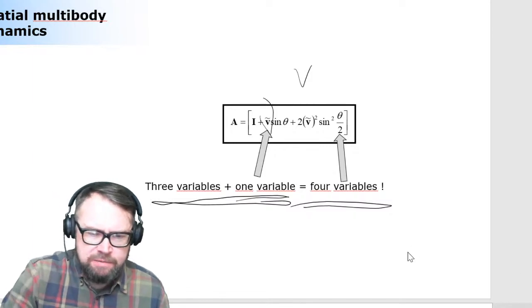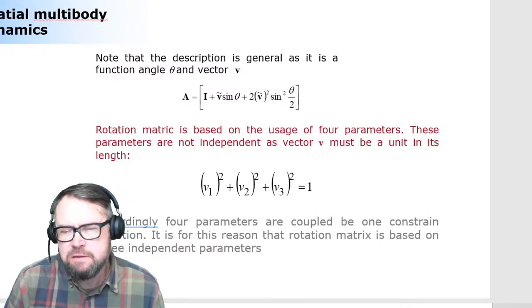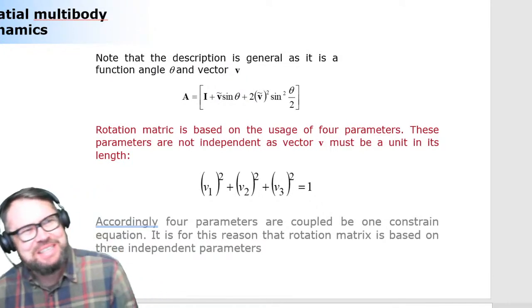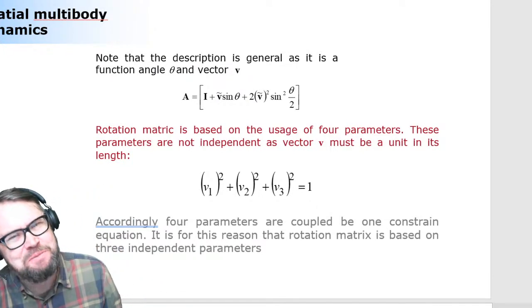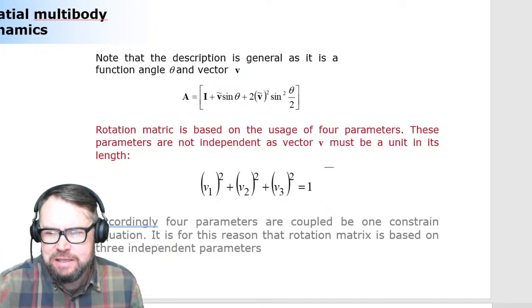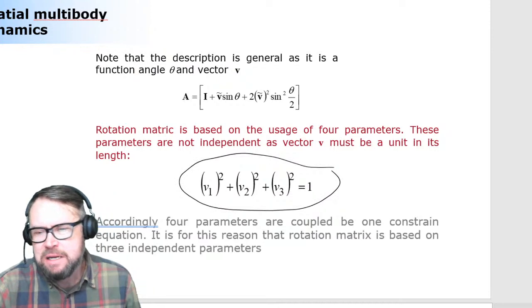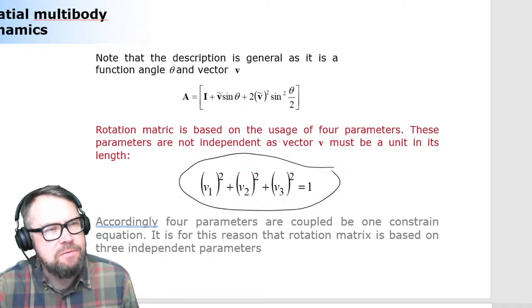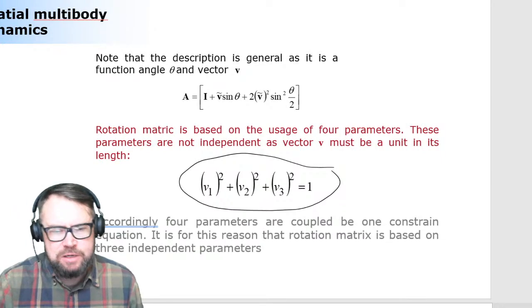Okay, so let's see if my in-class quiz is next. Oh, not yet. But you see that it's getting hotter all the time. So I'm about to ask that of you. Okay, so here is my constraint. This is what I already explained to you. So four parameters, one constraint. That means that there are three different ways that the body can rotate.